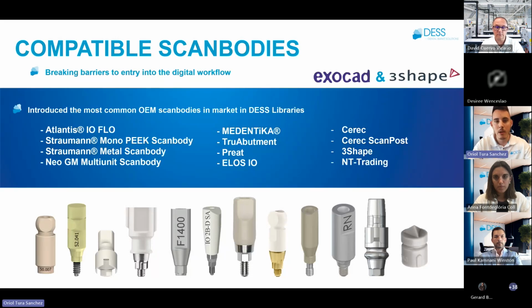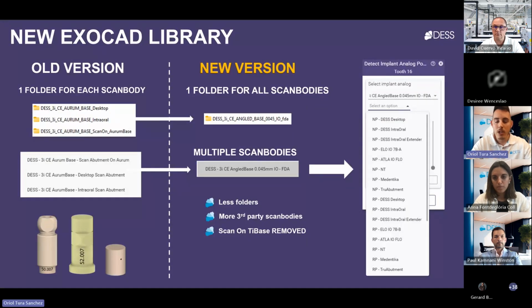So let me explain a little bit more about how it works. I will explain both main softwares, exocad and 3Shape. In exocad, until now we had a structure where we had all the libraries split by scan body. So each folder was related to a single scan body. So the number of folders that you had to install in exocad was large. From now on, we changed that and we merged everything together in one single pack.